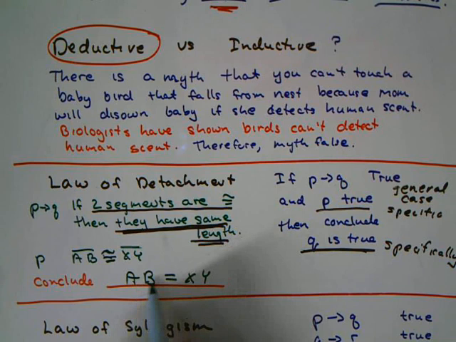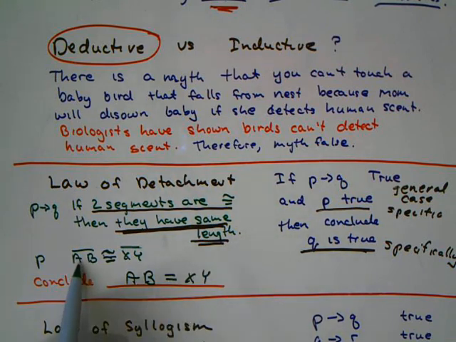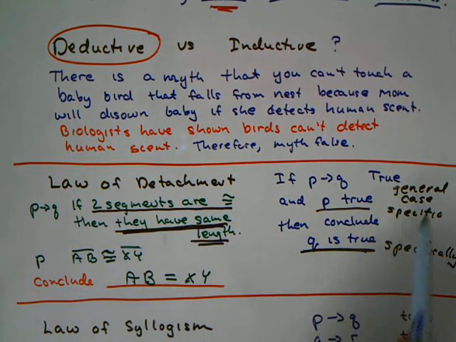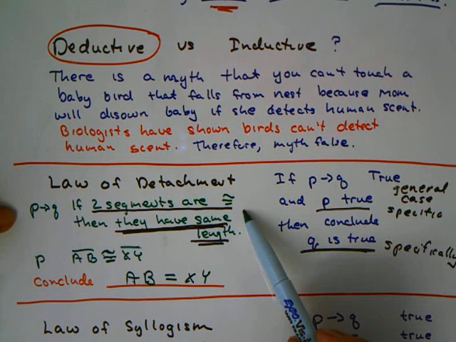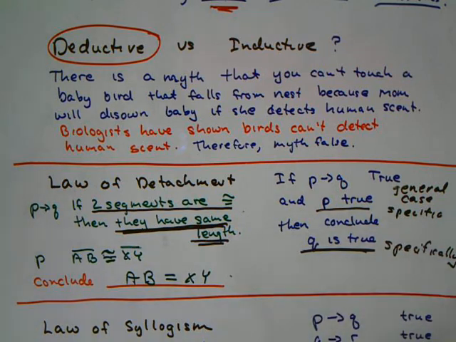Remember, when you don't have the segment symbol, you have an equal sign. That means lengths are equal. So we know if this particular pair of segments is congruent, then this particular pair of segments is also equal. That's going from the general case up here to specific case. So that's our law of detachment.